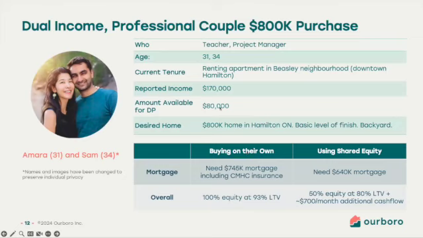They have $80,000 in savings of what they thought would have been enough for a down payment. And they're looking to buy an $800,000 property. Even with an $80,000 down payment, or what they would think of as 10% of the value of the home saved, they still need to qualify for $745,000 of mortgage, and that includes the CMHC mortgage insurance. So overall, right out of the gate, they're at 93% LTV, but they do have 100% equity in the home.